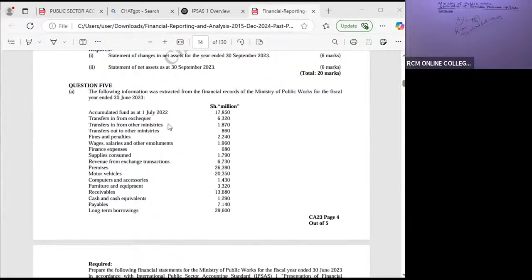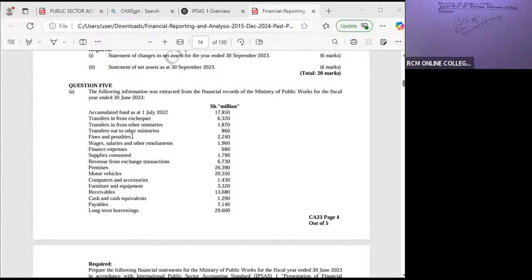It's revenue. Transfers out to other ministries, they have worked for us. We've given them money. This must be an expenditure for us. This is an E. I'll write E there. All right. Fines and penalties, this automatically is our revenue.